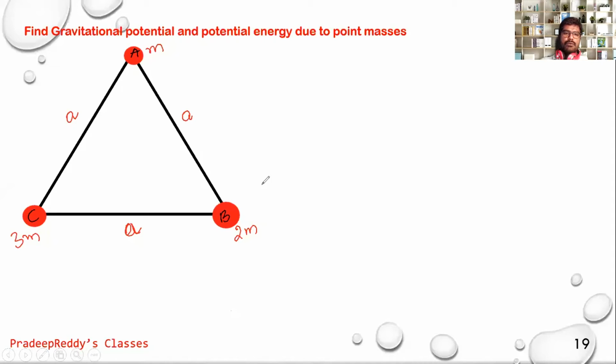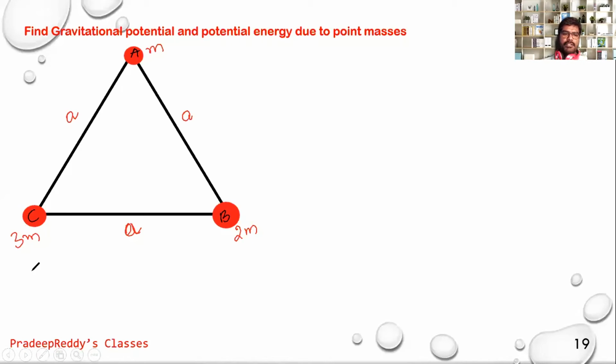Students, we have 3 point masses which are located at the vertices of a right angle triangle of side A. Now, the masses which are placed at positions A, B, C are M, 2M and 3M. I want to now calculate gravitational potential and gravitational potential energy due to the point masses. Whenever we are calculating gravitational potential energy, it is for the whole system. So first let me write down the equations for gravitational potential and gravitational potential energy.